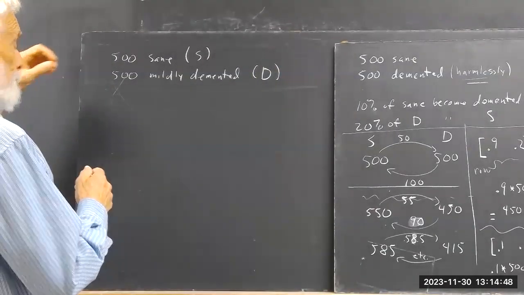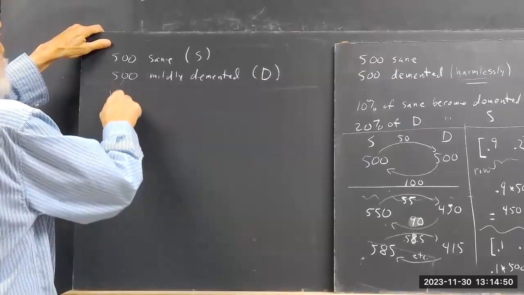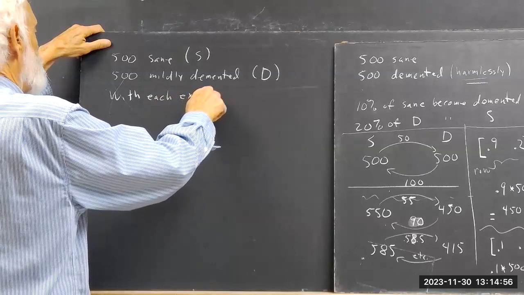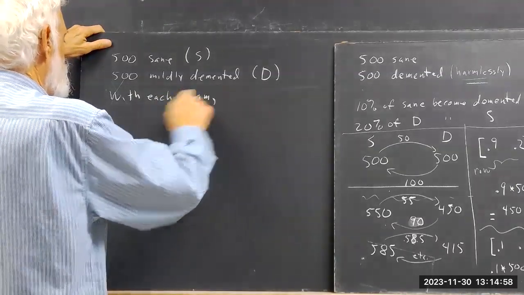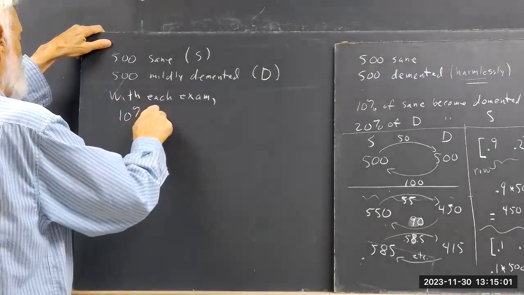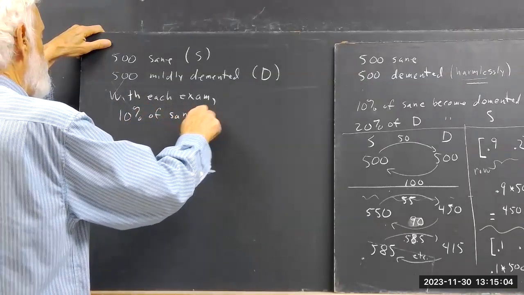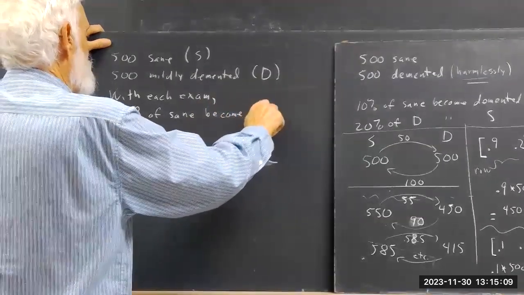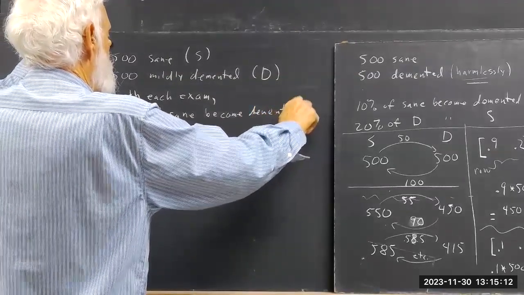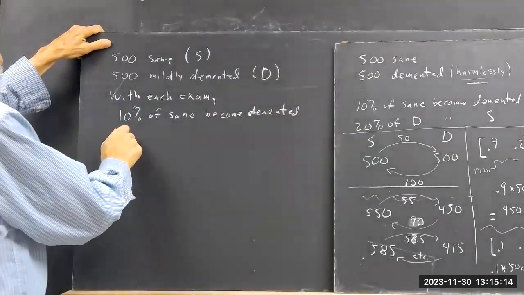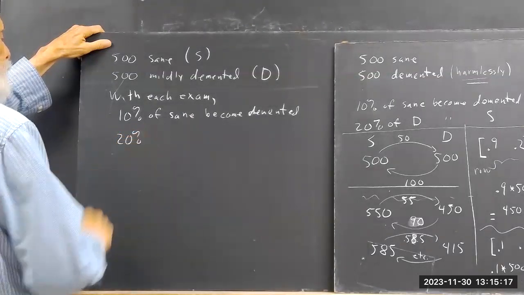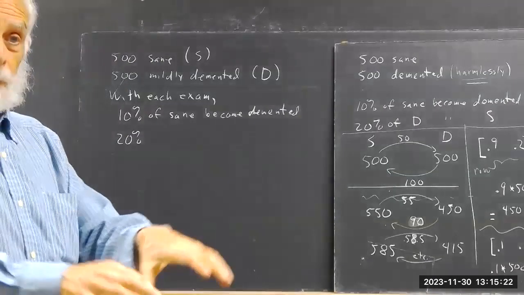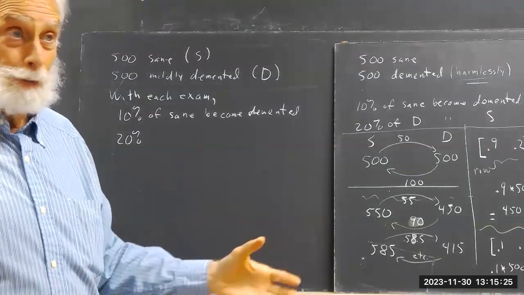Now, here's what happens. Each exam, 10 percent of your sane become demented. However, the pressure of the exams is such that even more demented people become sane, even a greater percentage.